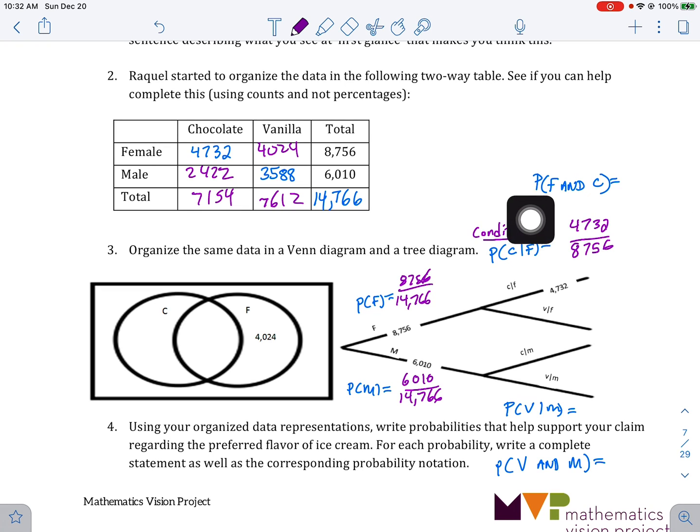And then the other part of it is, what is the probability of chocolate and female? So to do that, again, we're looking at the total number, 14766. And we're looking at how many are both chocolate and female, and that would be 4732. And so from this, we have a probability of both.